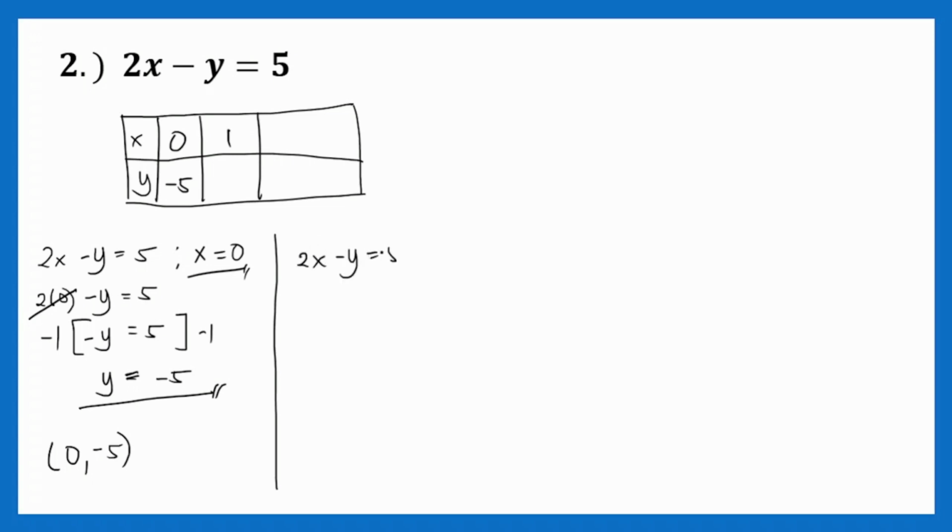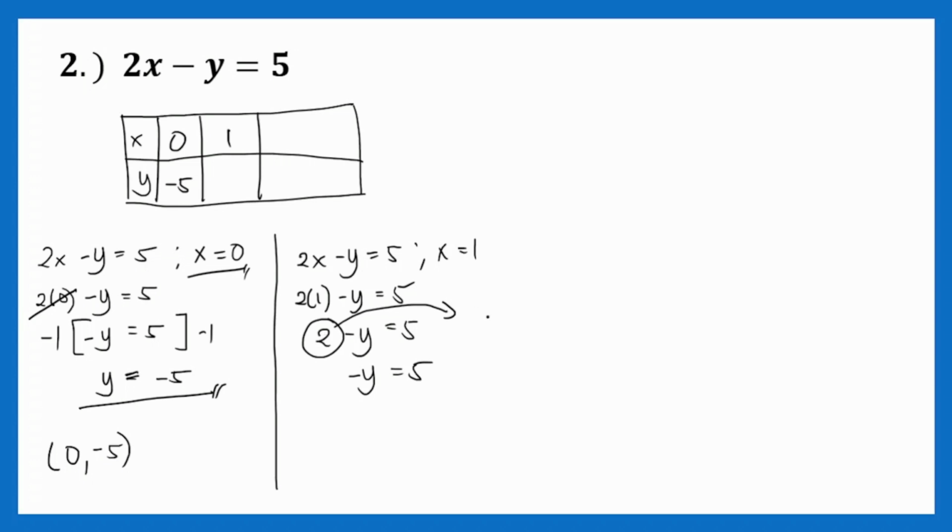2x minus y is equal to 5. If x is equal to 1. Next, substitute 1 for x. It becomes 2 times 1 minus y is equal to 5. 2 times 1, what is that? 2. Minus y is equal to 5. Then move the 2, because it doesn't need to be with y. Right? Let's transpose the 2. So what remains is negative y is equal to 5.